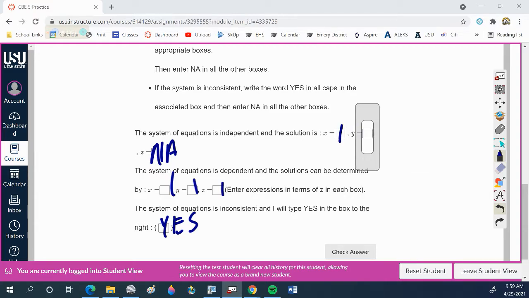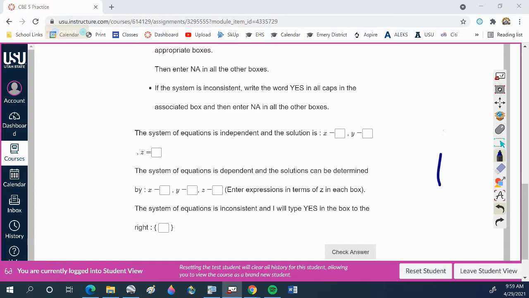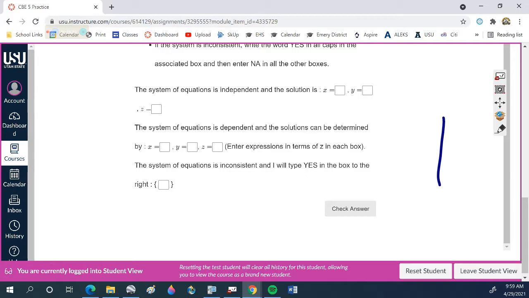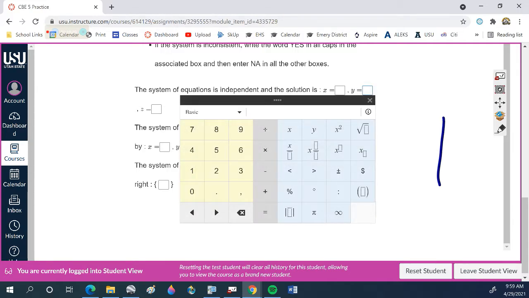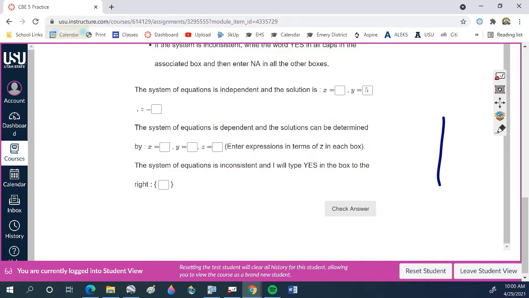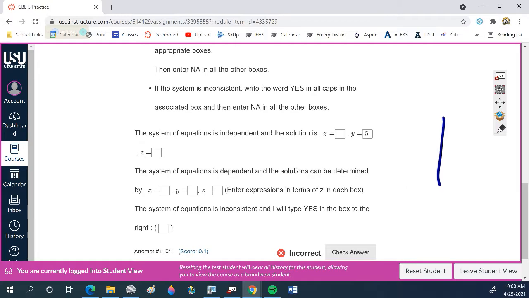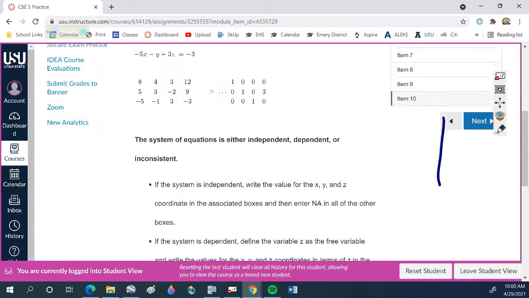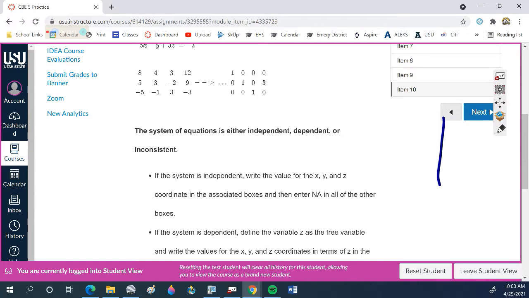So how do you do one that is dependent? Let me find one. Can I try another? Will it let you? You guys have one? Okay, awesome.